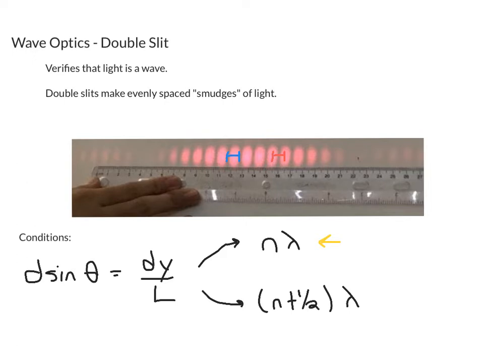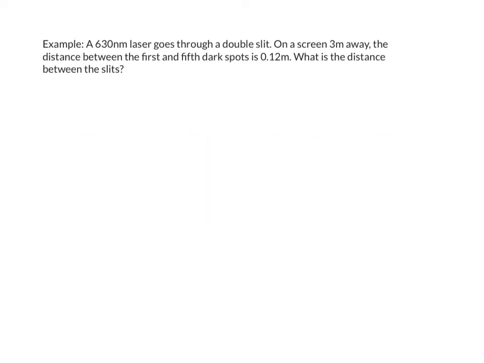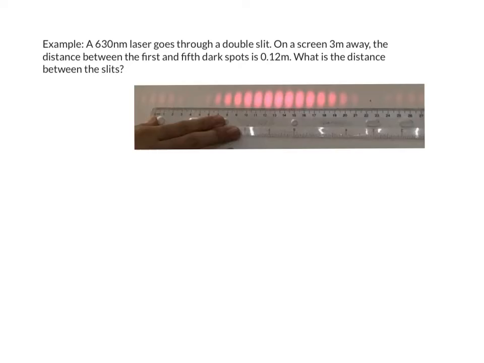Let's do an example. I've put the picture back up there so we can figure out that first to fifth, what that all means. But before we get to that, the question gives us the wavelength. That's our lambda. 630 nanometers is 6.3 times 10 to the negative 7 meters. It says the screen is 3 meters away. That means our L equals 3 meters.